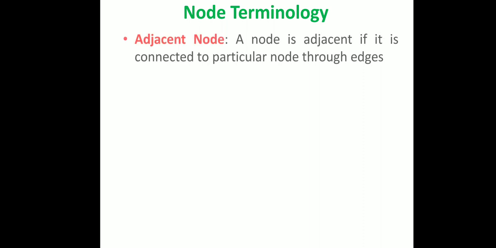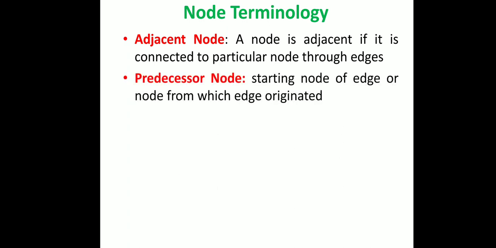Now there are some terminologies. First is adjacent node. So what do you mean by adjacent node? A node is adjacent if it is connected to a particular node through edges. So in a particular graph, how can you decide that nodes A and B are adjacent? If they are connected by an edge, then you can say that they are adjacent nodes.